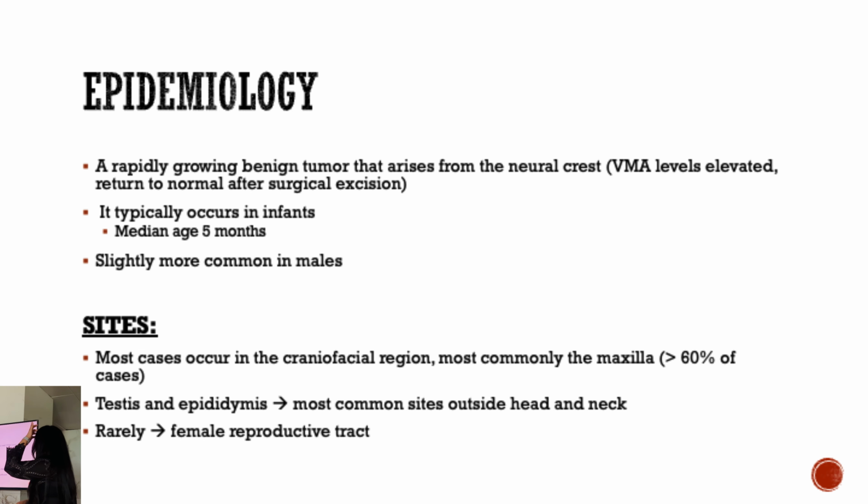A brief review on its epidemiology. It is a rapidly growing benign tumor. It originates from the neural crest, the VMA thing I've already told you before. It typically occurs in infants, as you can identify by its name. Median age is 5 months, and there's a slight predominance in males. The most common site so far in the literature is the craniofacial region, more than 60% of cases in the maxilla. It can occur in the mandible too, but it's pretty less, up to 7% I would say. If it's outside the craniofacial region, it would be the testis and epididymis, and very rarely, I did see some case reports in the female reproductive tract.